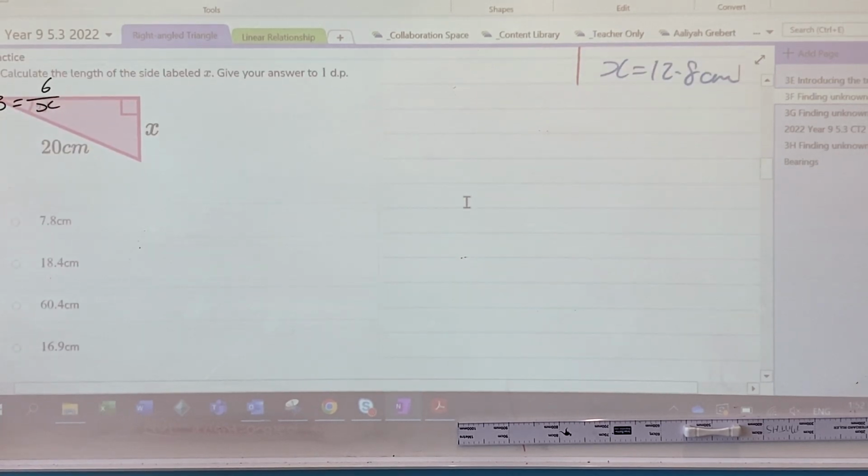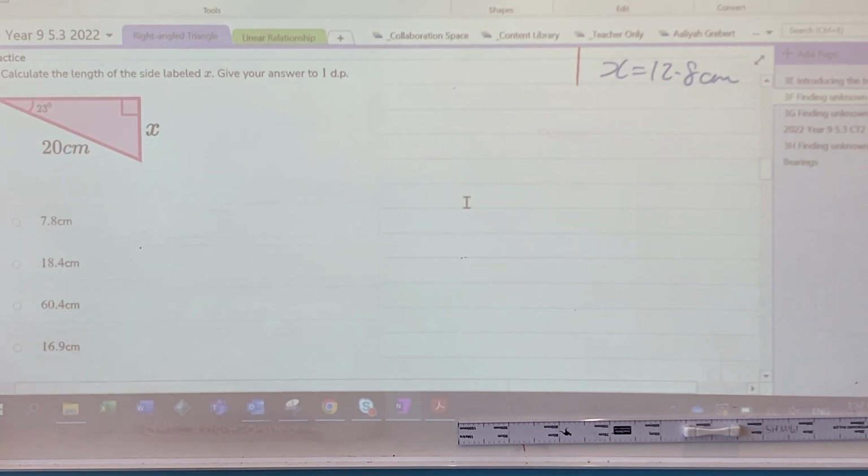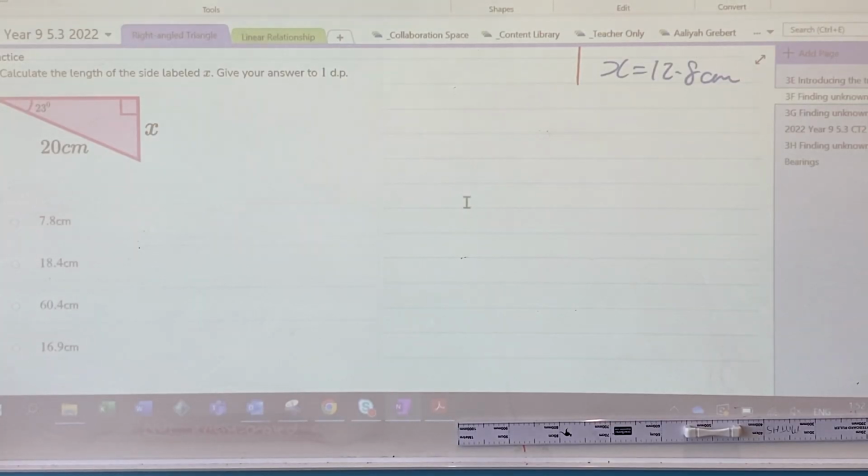Okay, a few questions for you guys to practice. Can you guys do this now? Calculate the length of side labeled x. Give your answer to one decimal place. It's multiple choice. Give it a go. While you do it, I'll walk around to see you guys working out.